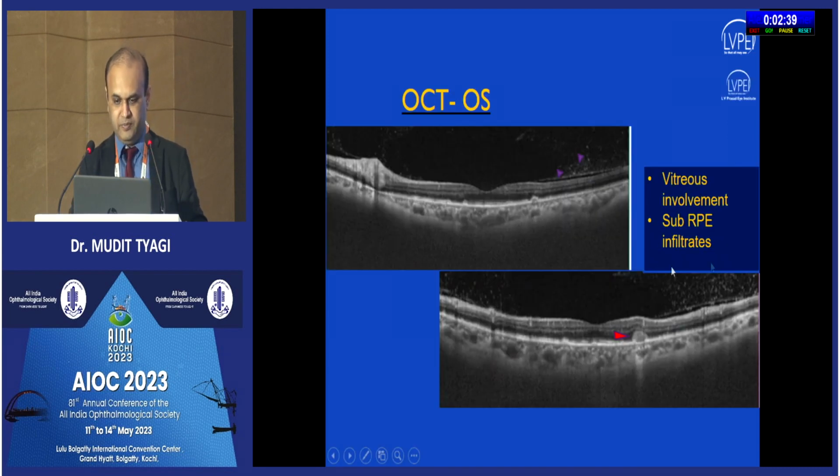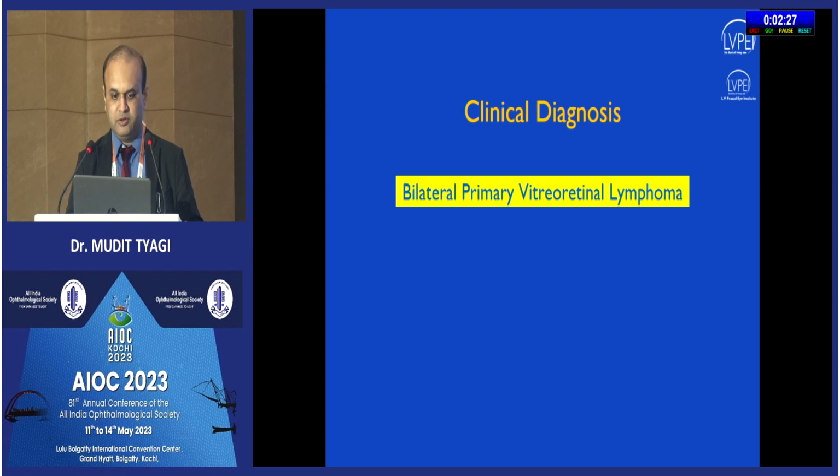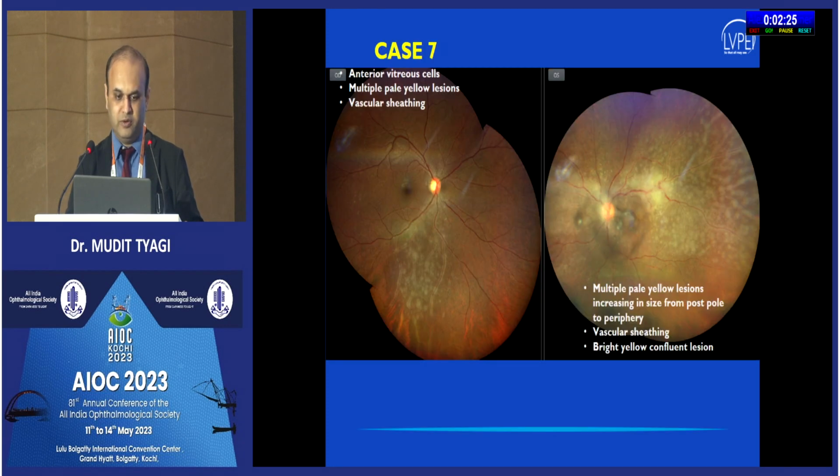OCT shows this characteristic sub-RPE infiltrates. You see sub-RPE infiltrates, sub-RPE lesions. This was actually a case of primary intraocular lymphoma. So OCT can be extremely helpful in these cases. So this was a bilateral primary vitreoretinal lymphoma over here.